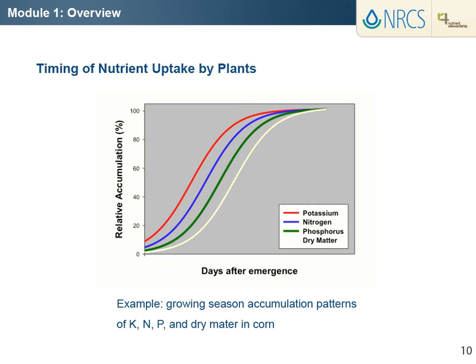Nutrient uptake does not always coincide with the plant's growth or its most critical need. For example, when corn growth represents 50% of its total mature biomass, the plant has accumulated approximately 100% of the total potassium, 60% of the total nitrogen, and 55% of the phosphorus, as shown in the figure.